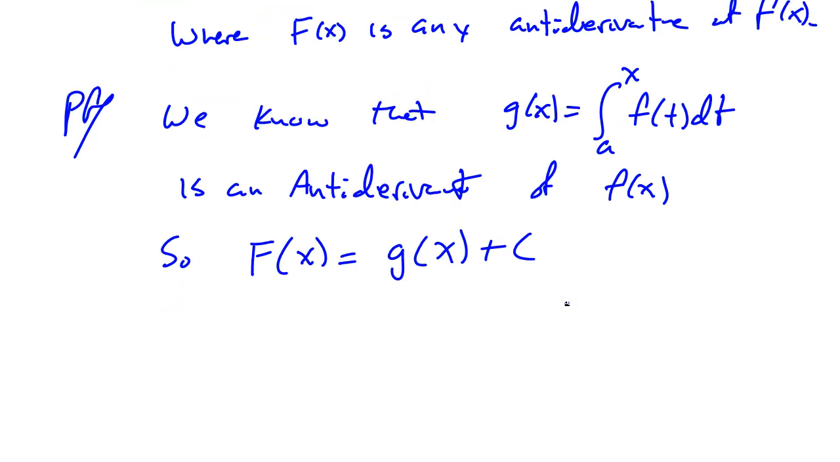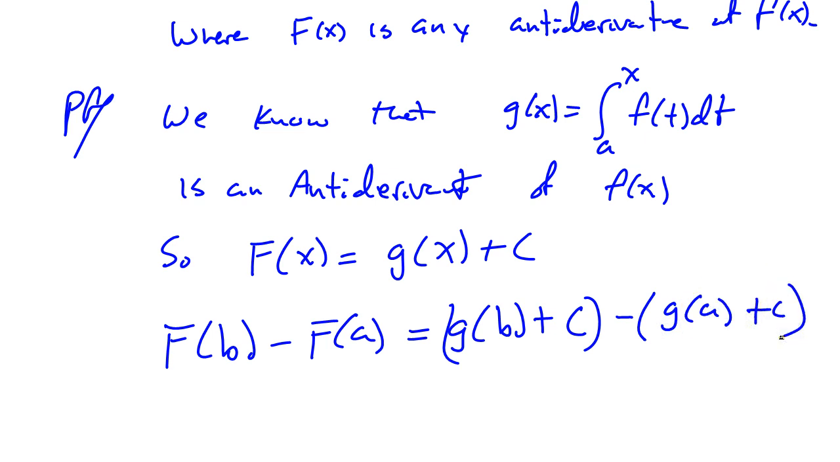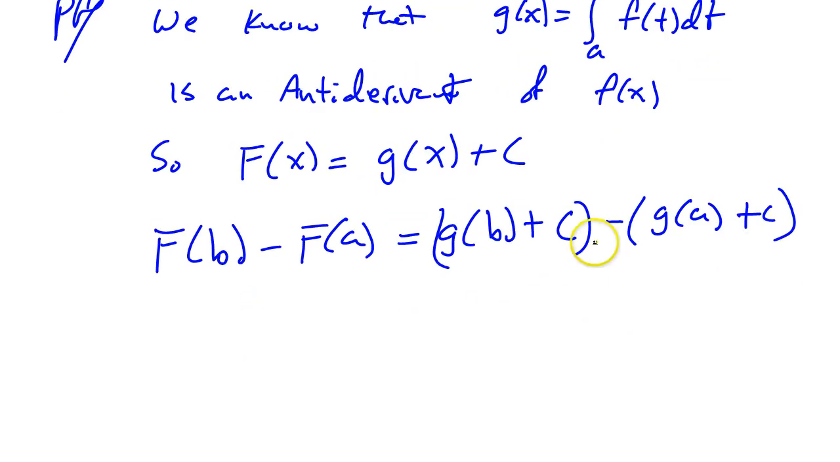So let's look at capital F of b minus capital F of a. Well, because capital F is going to be just this one plus some constant, capital F of b is g of b plus c, and then minus capital F of a, which would be g of a plus c. Right? Just plugging in b for x and then a for x and subtracting. So what happens here is the plus c and the minus c go away, and I've just got g of b minus g of a.